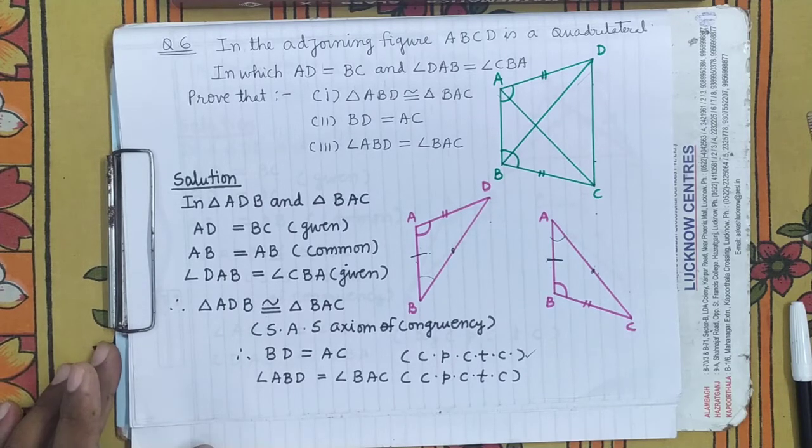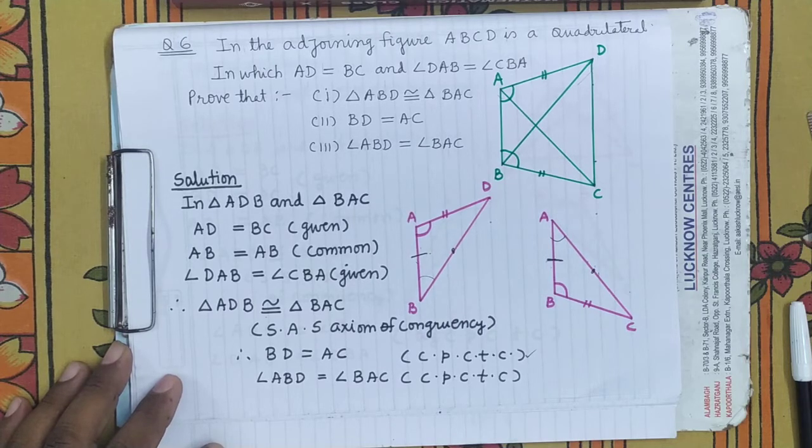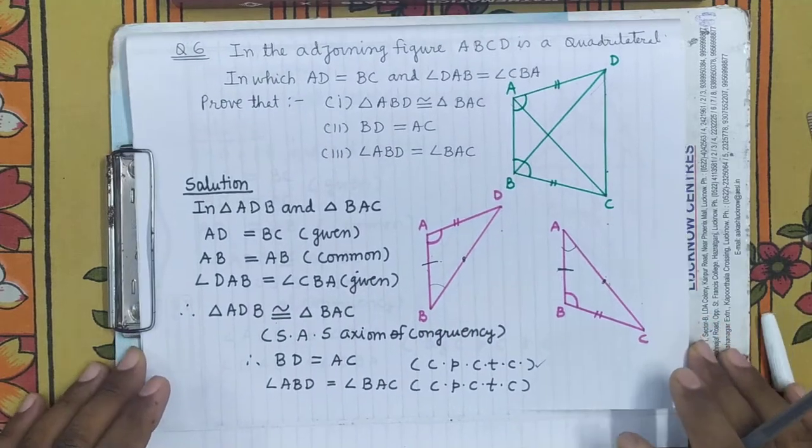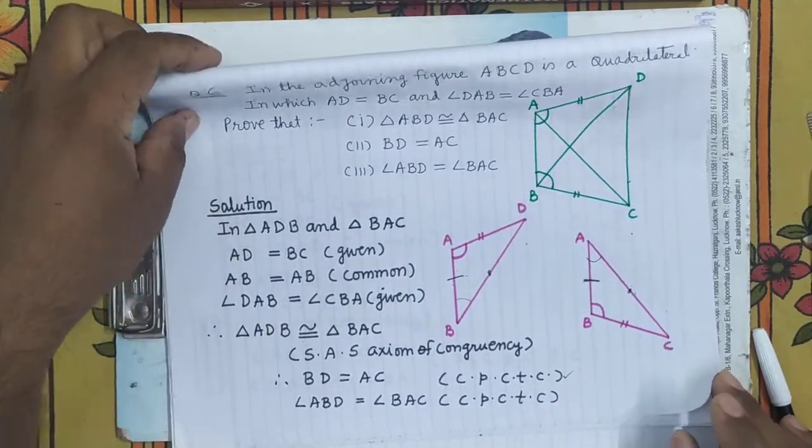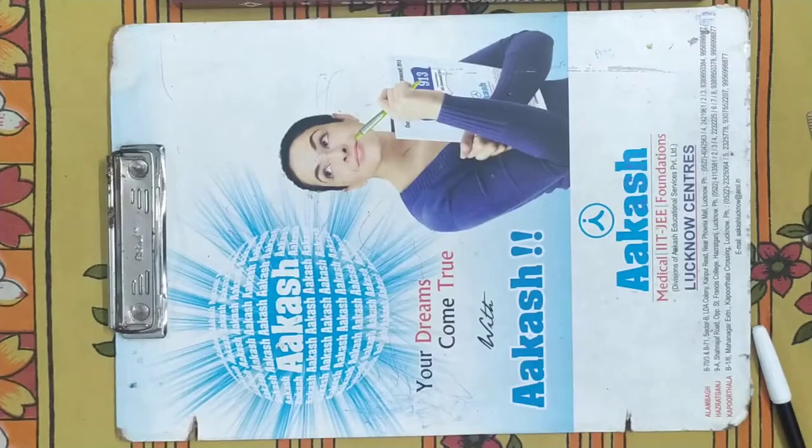Then question number 7 I have left for you. That question is very simple, and here a hint is also given, but I am doing that question also. You see here, question number 7. How will you prove question number 7? It's clear?